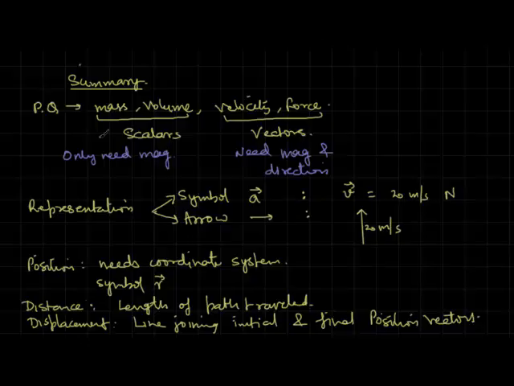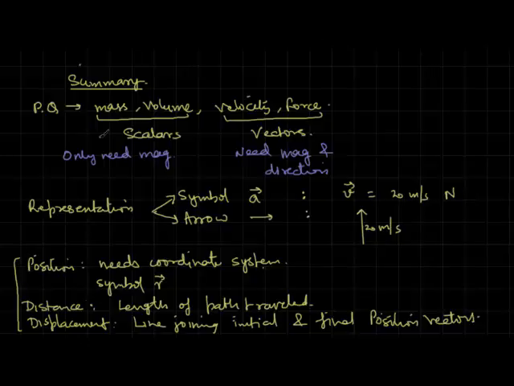Now we talked about these three physical quantities: position, distance, and displacement. It's important to know the difference between these three. So position is where the particle is at a certain instant. So it needs a coordinate system to define where it is. So it needs a reference point in our coordinate system. The reference point is origin. It's represented by the symbol R vector. Distance is the length of the path traveled, and displacement is the line joining initial and final position vectors.